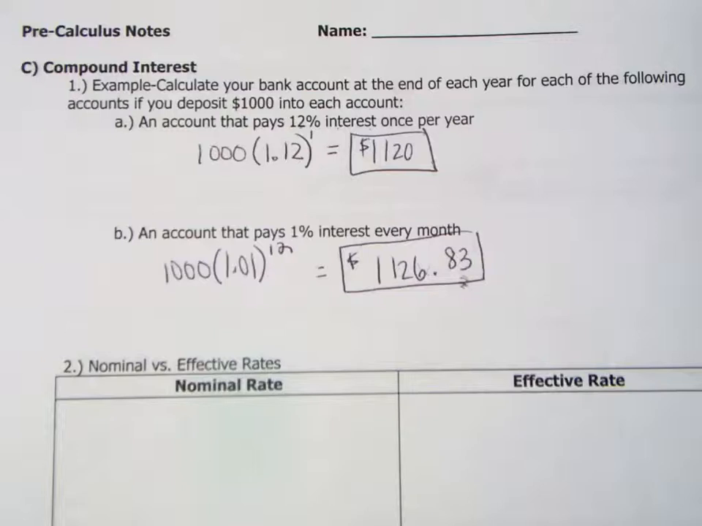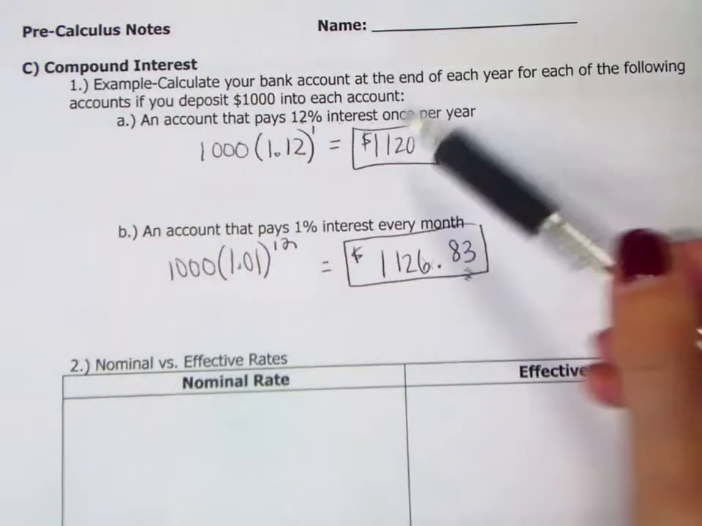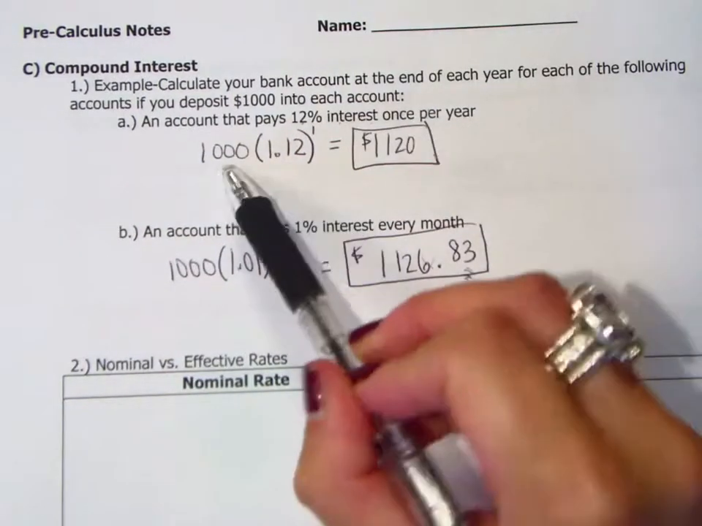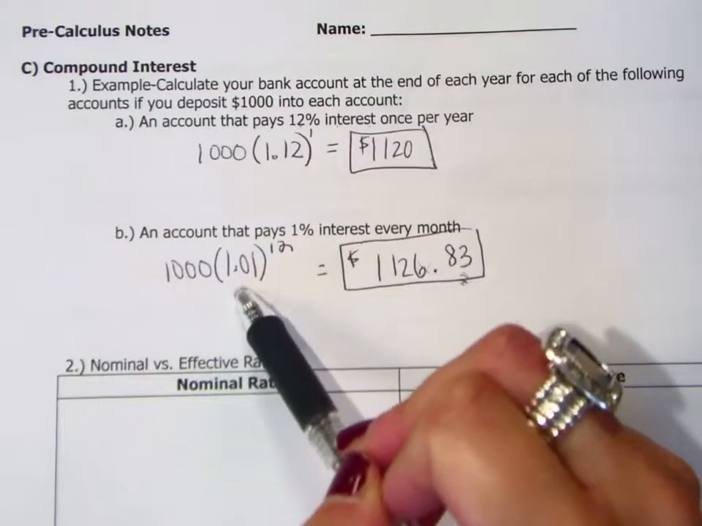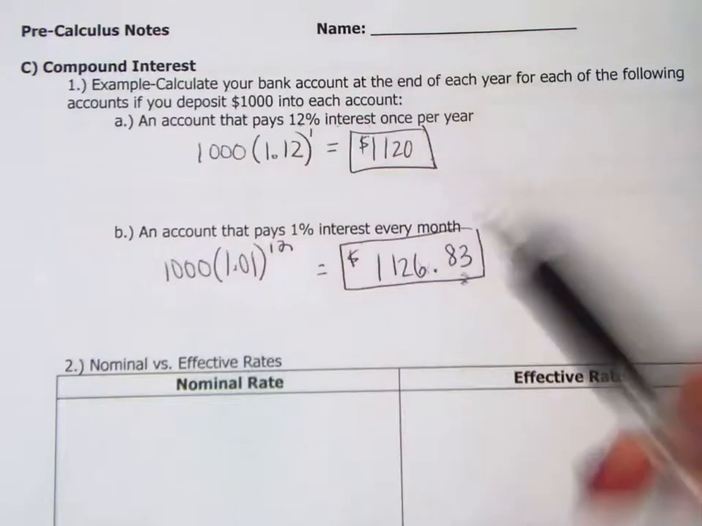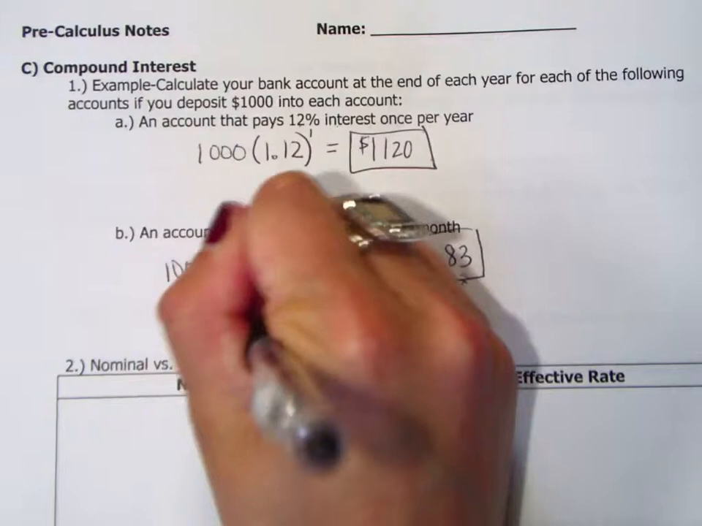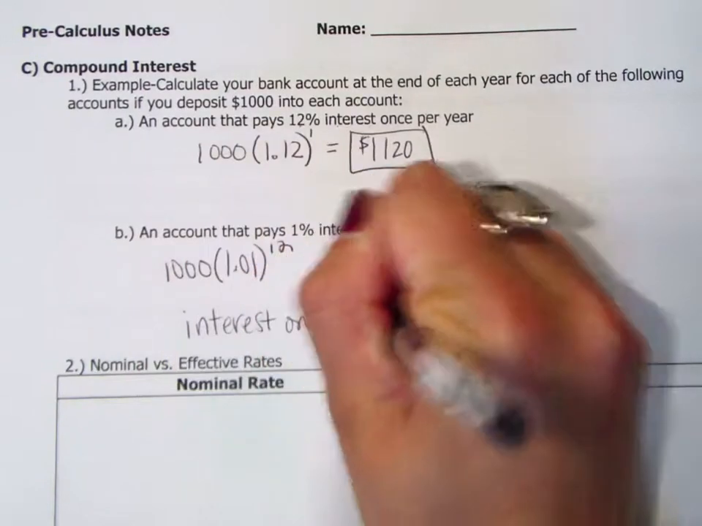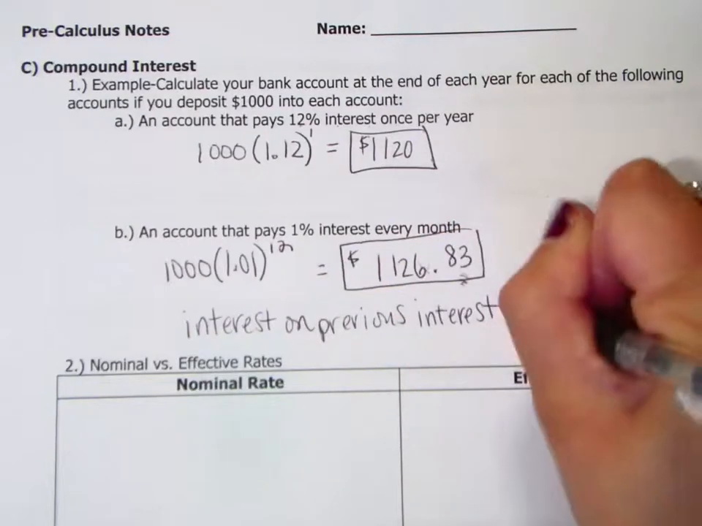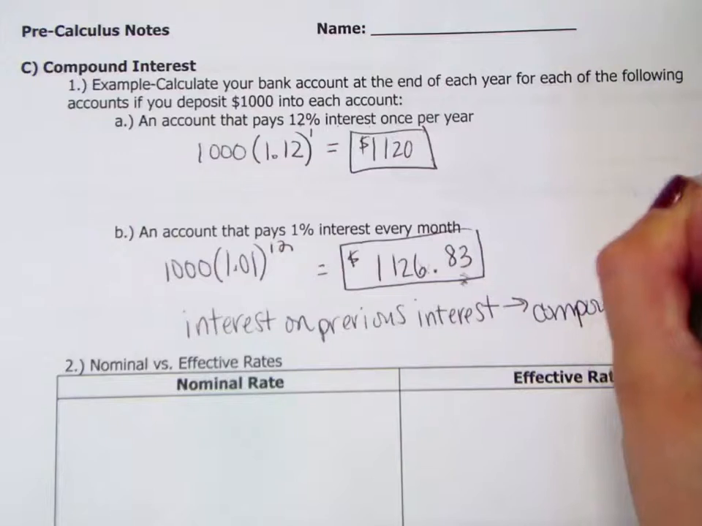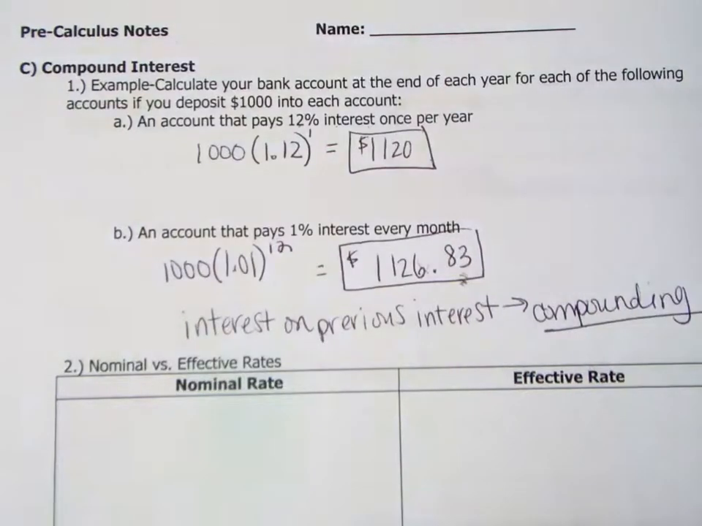Because it's monthly, you have the interest from the previous months on top of regular. Exactly. You're earning interest on previous interest amounts. Whereas in this first situation, you're only earning interest off that principal amount that you had. But here, like she said, we're earning interest on the interest. When you earn interest on previous interest, this is what we call compounding.